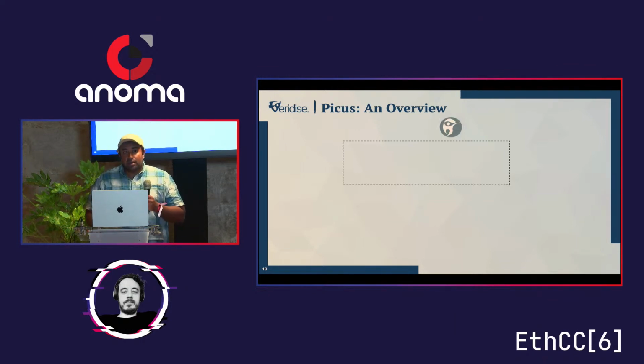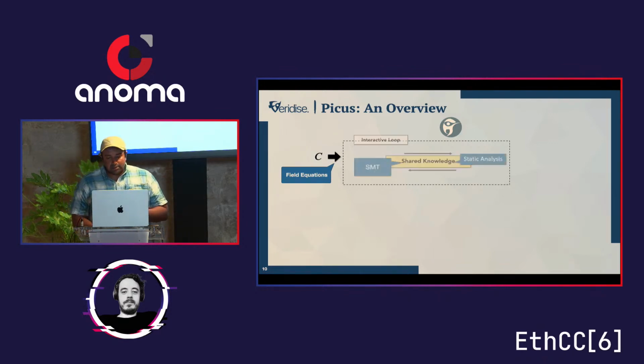And so with that insight, we built a tool called Picus. So Picus takes as input the set of field equations, and it works in an interactive loop. It has both a static analyzer and an SMT solver, but the idea is that the static analyzer and SMT solver share information interactively in a loop. And so that allows both to make progress when the other is stuck. And the idea is that the information shared can make each other's lives much easier.